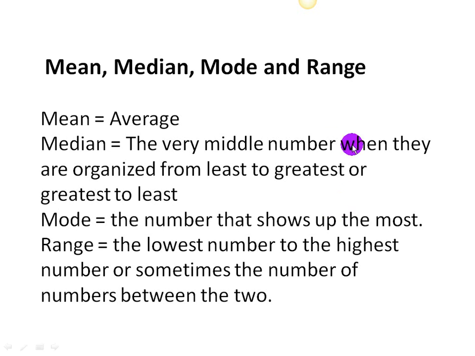Mean, median, mode, and range. Mean, it's just the average. Median, it's the very middle number when they're all organized from least to greatest or greatest to least. Mode, that's the number that shows up the most. And range, it's the lowest number to the highest number, or sometimes the number of numbers between the two. Let's take a look at all these.